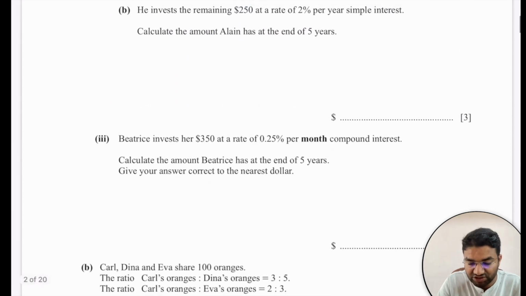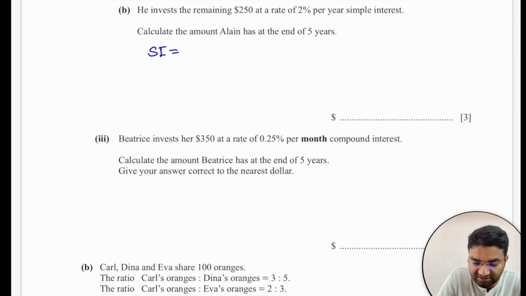37.5%. Then next question: he invests the remaining 250 at a rate of 2% per year simple interest. Calculate the amount Alan has at the end of 5 years. This means we have to calculate the amount, not the simple interest. So we will calculate the simple interest and add it to the principal, and we will get the amount.